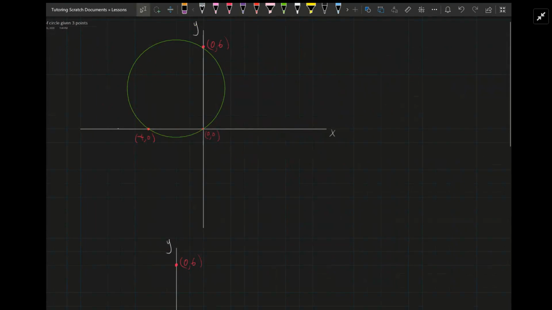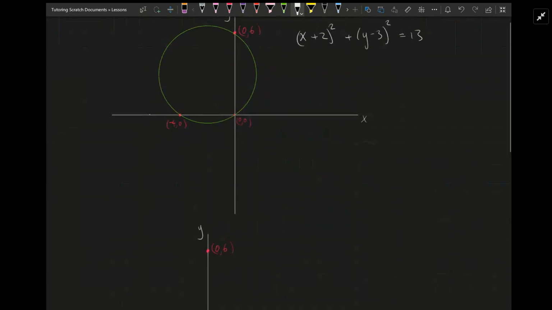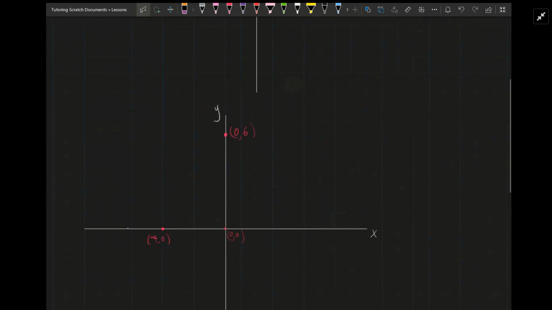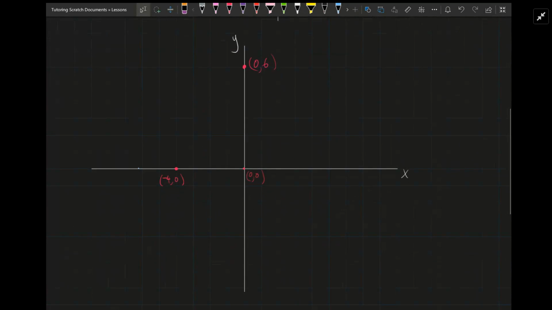So this is the equation that you came up with, which is right, which is, I believe, x plus 2 squared plus y minus 3 squared is equal to 13. But pretend we didn't know that. Let's just start over. Let's just draw the 3 points. So we know that it has the origin in it, 0, 0, right here. We know that it has an x-intercept of -4, which I've drawn there. And we know that it has a y-intercept of 6, which I've drawn there.